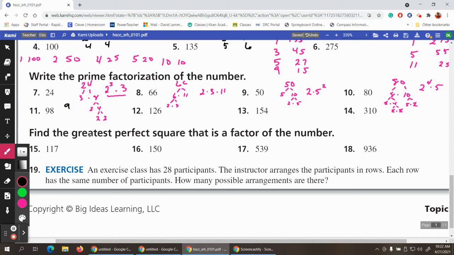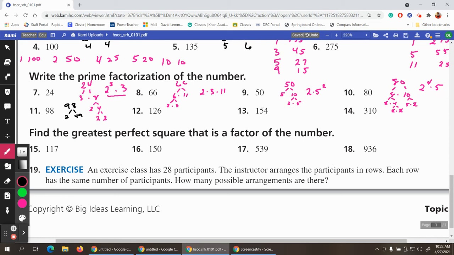98. All right, so we have 98. I don't know anything off the top of my head, but I know 2 works, so I'll just pierce this thing down. 2 times 49. Ooh, 49 is a perfect square. If you don't know what that is, we'll have a video coming up on that, okay?